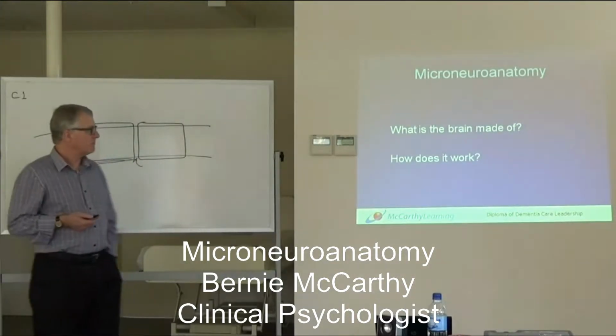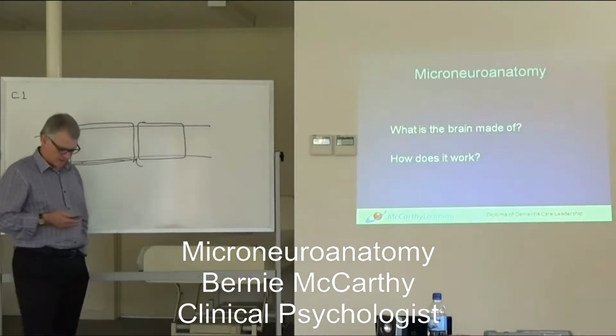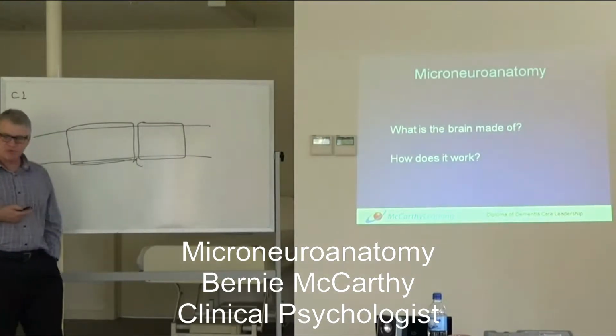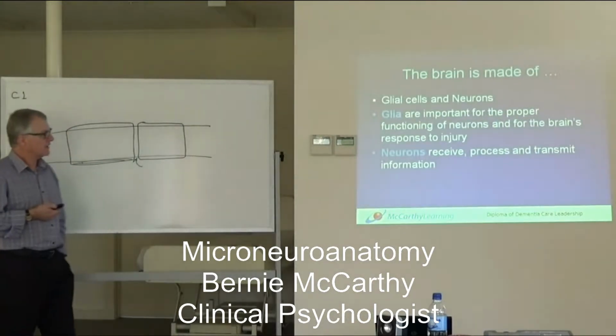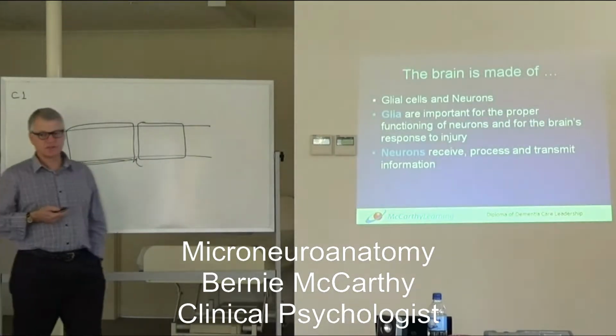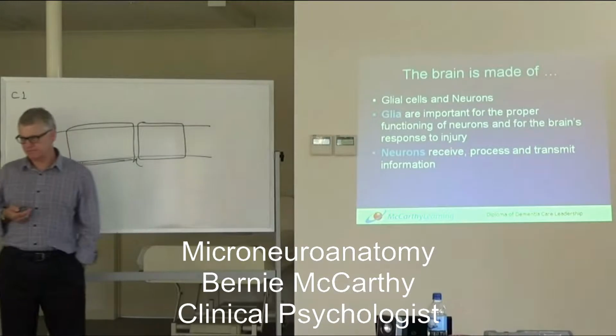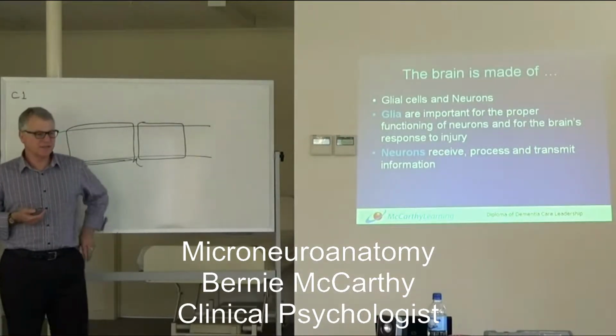Let's have a quick look at the microneuroanatomy. What is the brain made of? We've already been discussing quite a bit of this, so we've covered some of this territory with the structure of the neurons and so on. So let's look at it in detail.